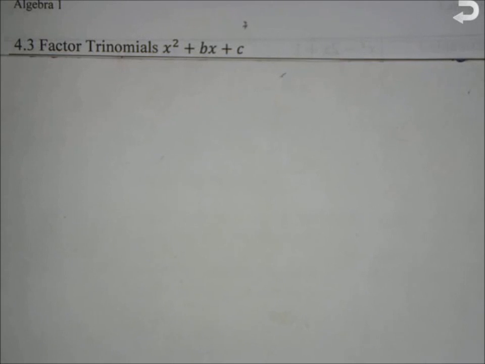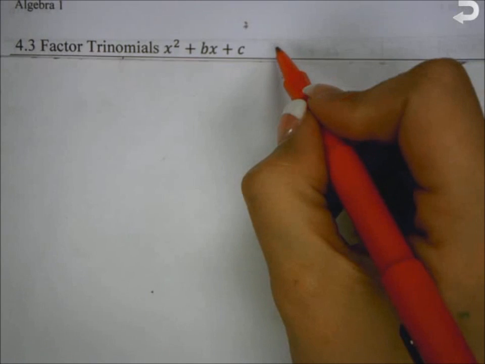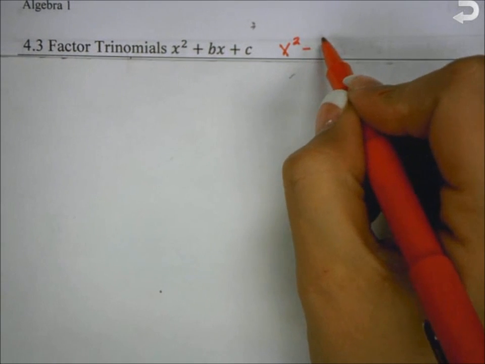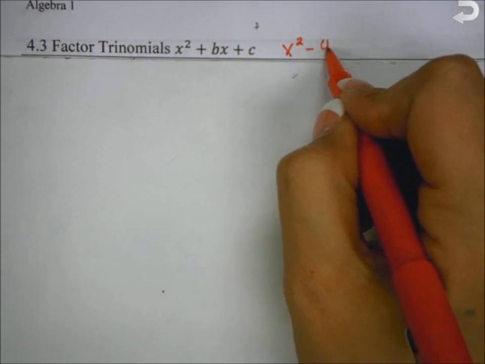All right, so up until this point, we factored using two methods. First method is? Good, GCF. Second method is? Excellent, difference of two squares. So everything so far has looked something like x squared minus, I don't know, y squared, right?